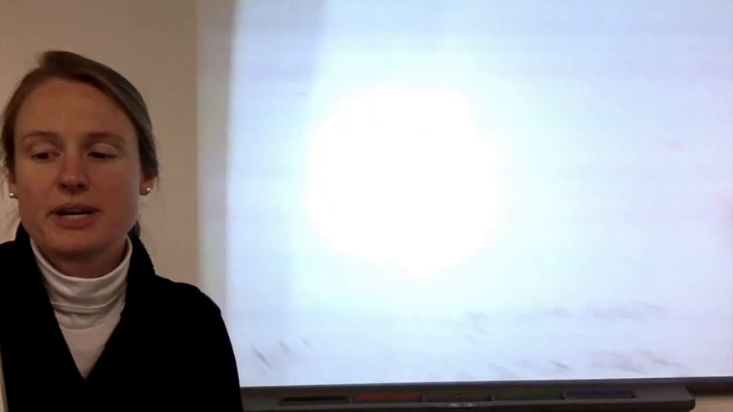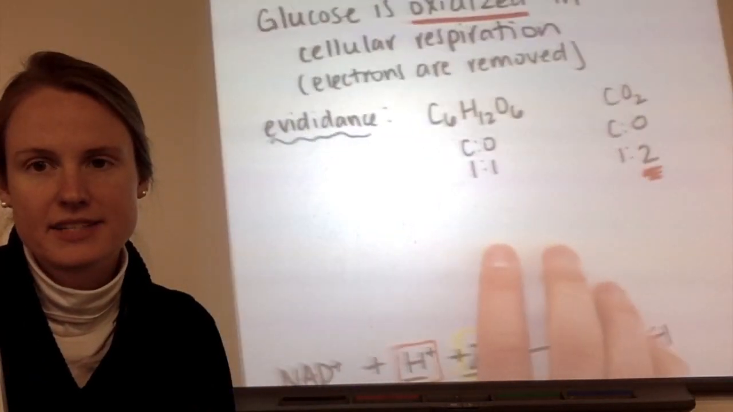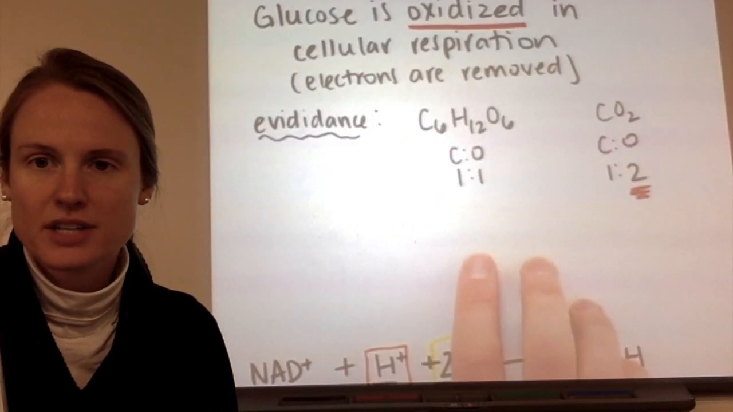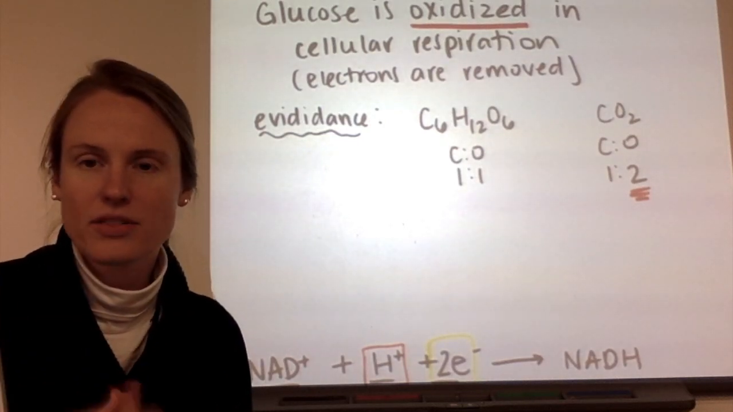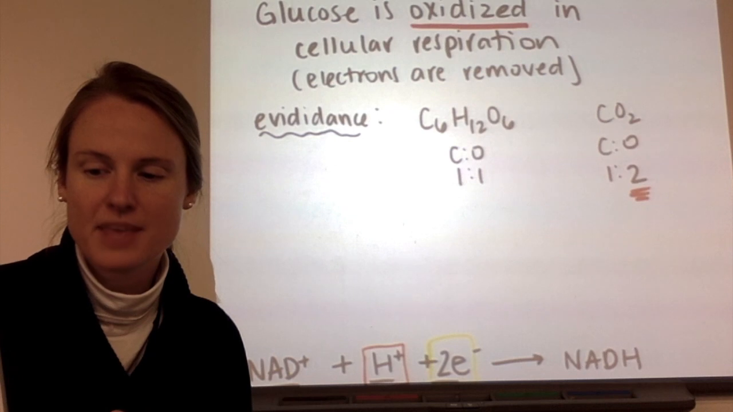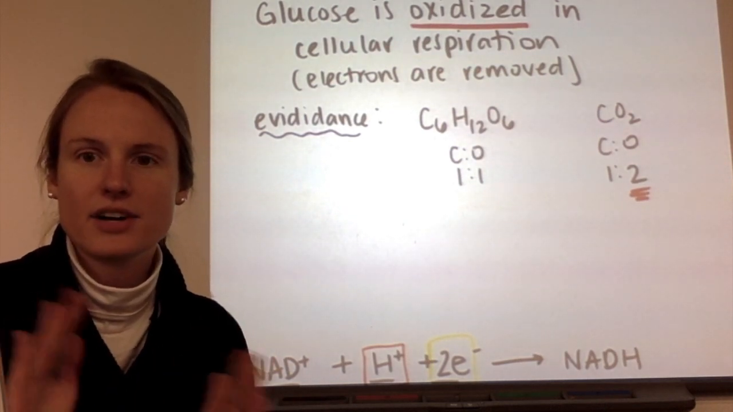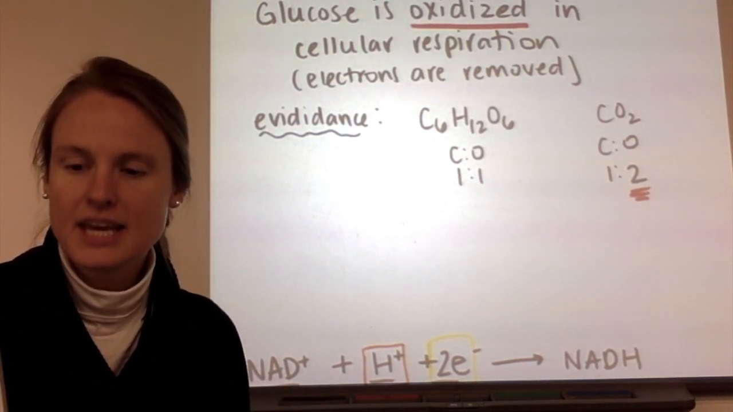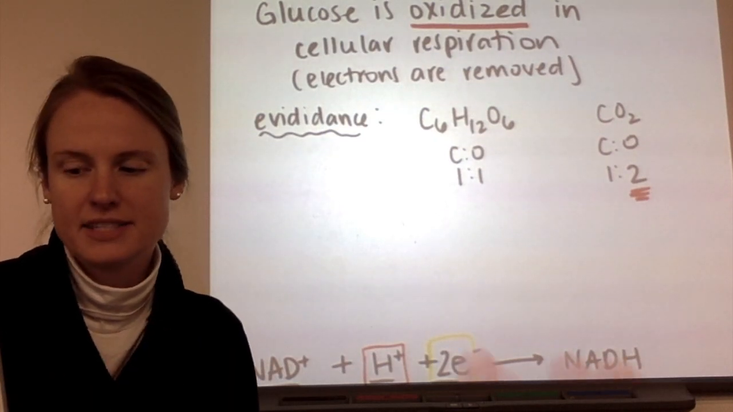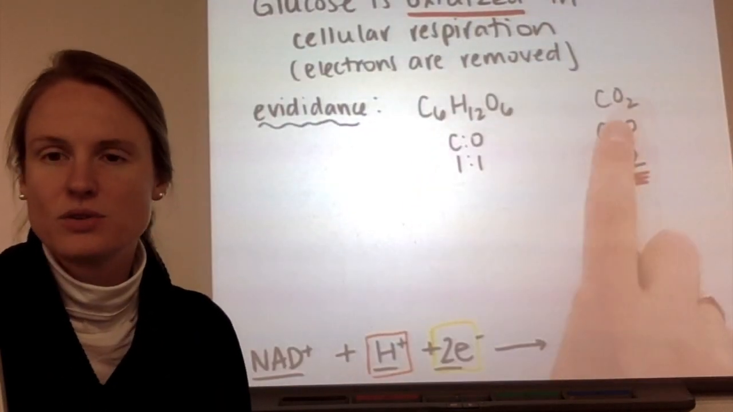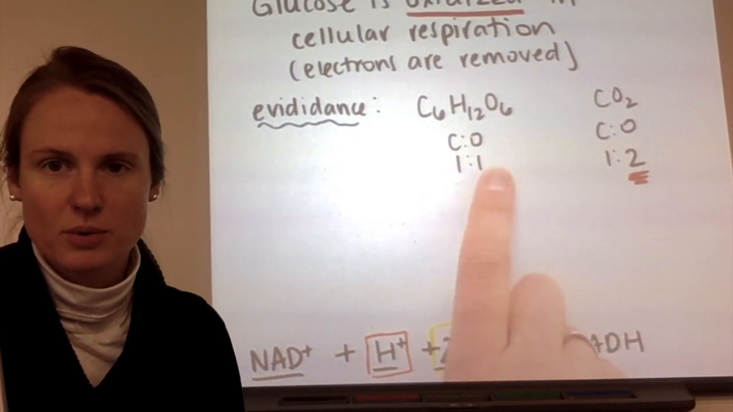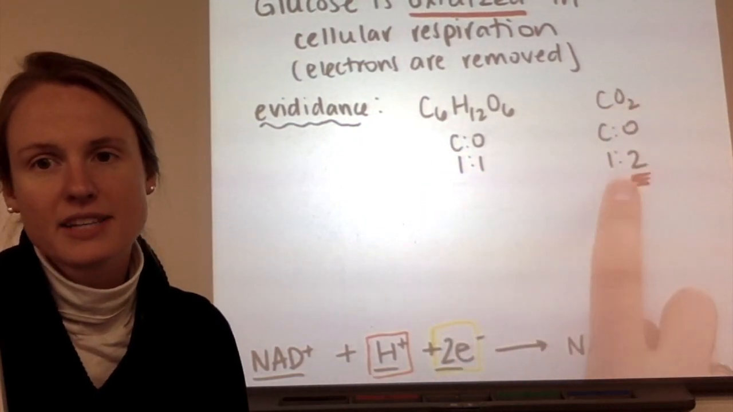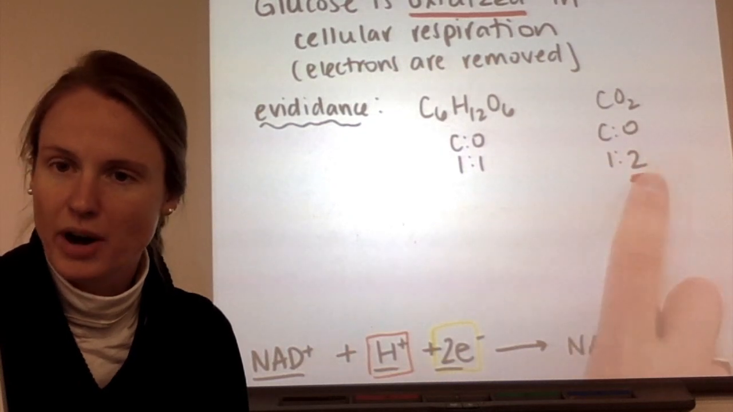In cellular respiration, glucose is oxidized. So that means electrons are leaving glucose as it becomes pyruvate and along the way through cellular respiration. And another way that we can see that glucose is oxidized is if we compare glucose to carbon dioxide. We can see that glucose has a ratio of 1 carbon to 1 oxygen, whereas carbon dioxide has a ratio of 1 carbon to 2 oxygens.